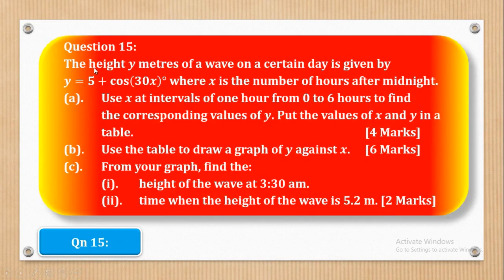So now let's go to question 15. Question 15 says, the height y meters of a wave on a certain day is given by y equal to 5 plus cos 30x degrees, where x is the number of hours after midnight. And part A, they said, use x at intervals of 1 hour from 0 to 6 hours to find the corresponding values of y, and then put the values of x and y in a table. That is 4 marks. So let's start with part A.